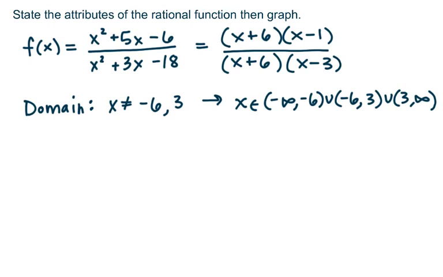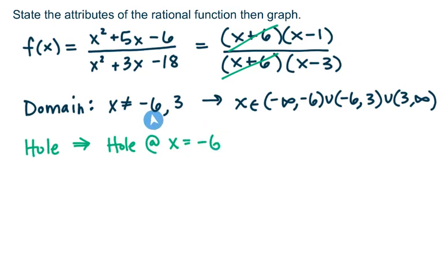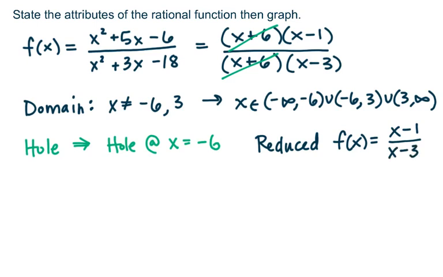Now, you'll notice we have a common factor in the numerator and the denominator, and that's going to reduce out or cancel. And because that cancels, x plus 6 cancels, we know there is a hole at x equals negative 6. So this negative 6 is that negative 6. It represents a hole. At this point, we have a reduced function. Okay? So we can think about f of x as being x minus 1 over x minus 3.